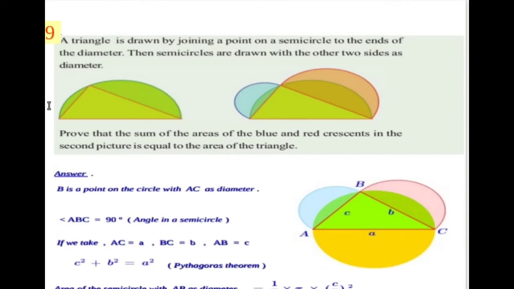green color semicircle. And here you can see a blue color semicircle and a red color semicircle. Then in the blue color semicircle, the green color semicircle is overlapping there, right? So if we remove that green color part, we get a crescent.